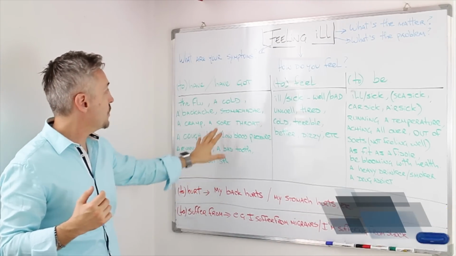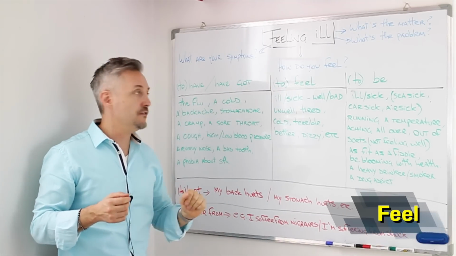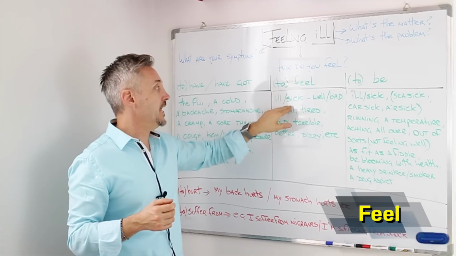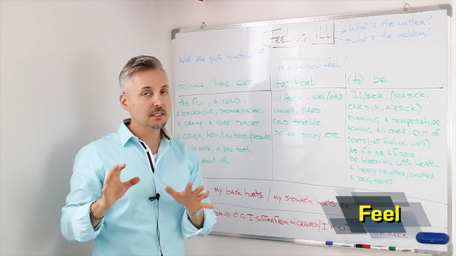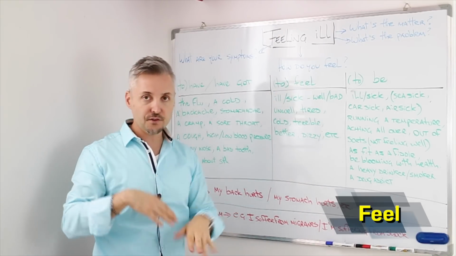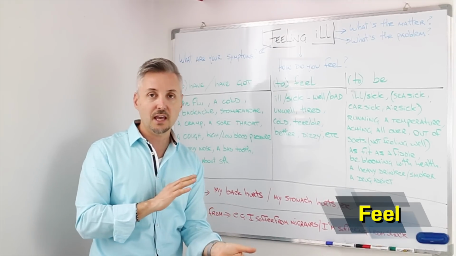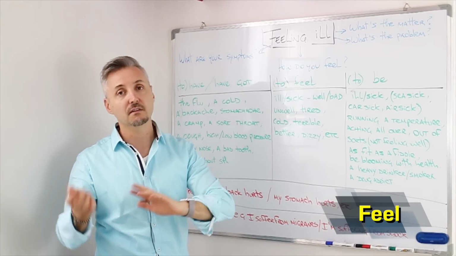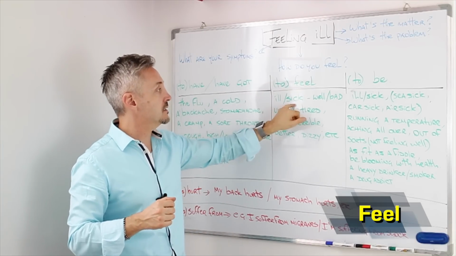Okay, so this is for the verb to have or have got. Now let's take a look at feel. I feel ill. I feel sick. It's the same. I will explain this difference just after this, when I go over the difference between American English vocabulary and British English vocabulary. So I feel ill, I feel sick.